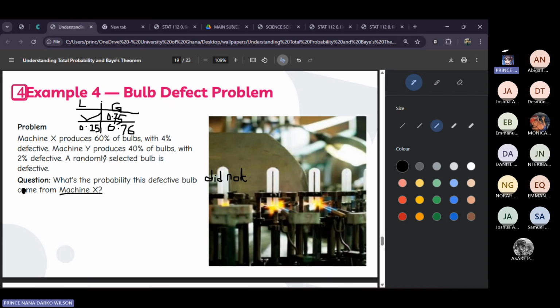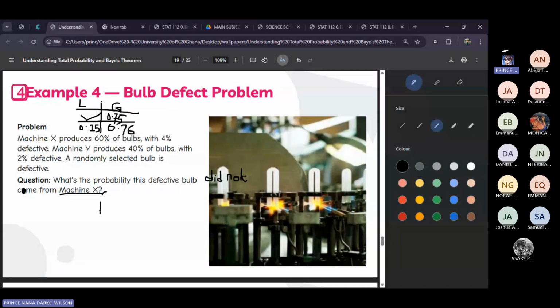Okay. So now the question asks us, what's the probability that the defective bulb did not come from machine X? What this means is that we can just find the probability of it coming from any other place, and then we subtract that from 1, looking at the probability rule, property 1, right? So now let's apply that. Let's find the probability that it came from machine Y.